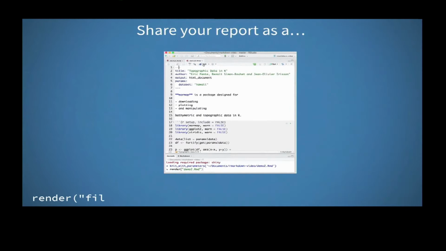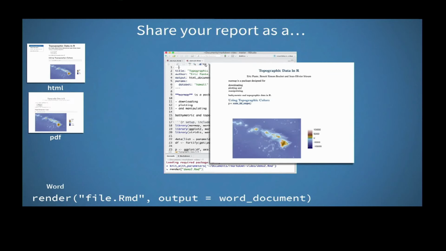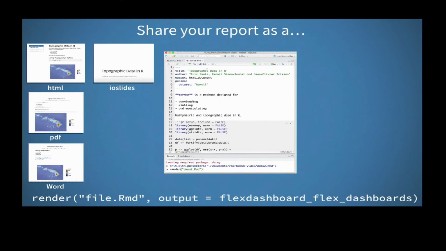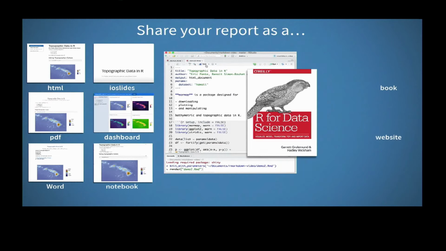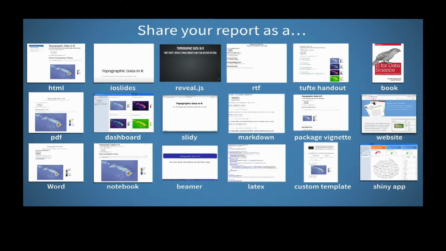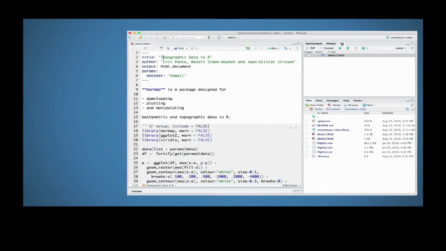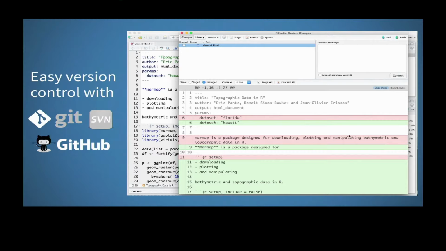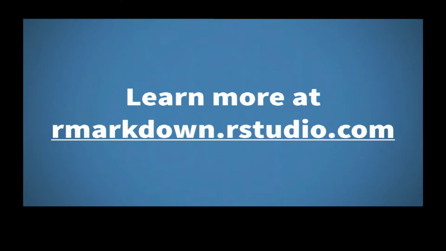RMarkdown builds many familiar formats like HTML, PDF, and Word documents, slideshows, dashboards, HTML-based notebooks, books, websites, interactive apps, custom templates, and many more. In every case, your RMarkdown file remains as a reproducible record of your work, easy to track in a version control system like Git, and easy to deploy again in the future.